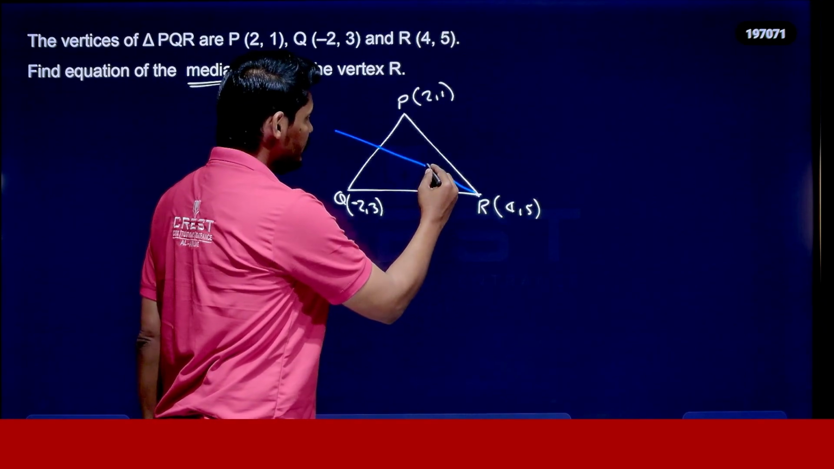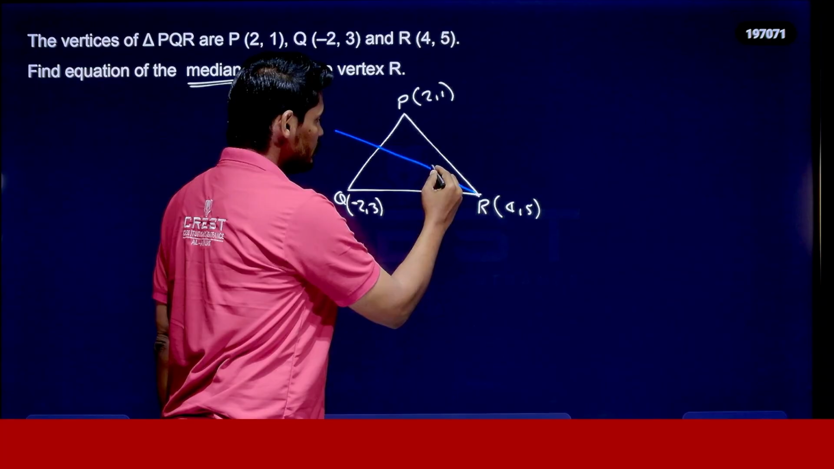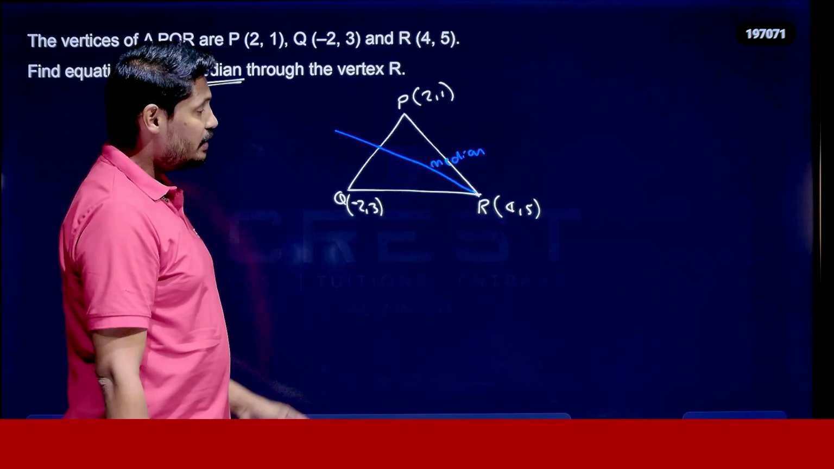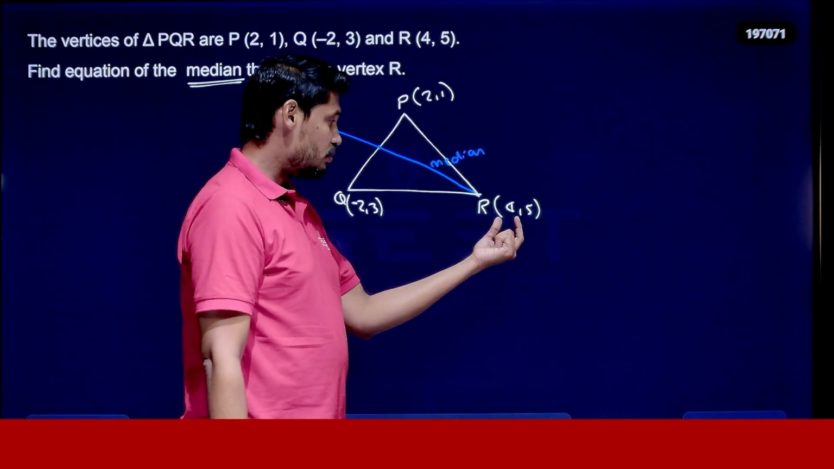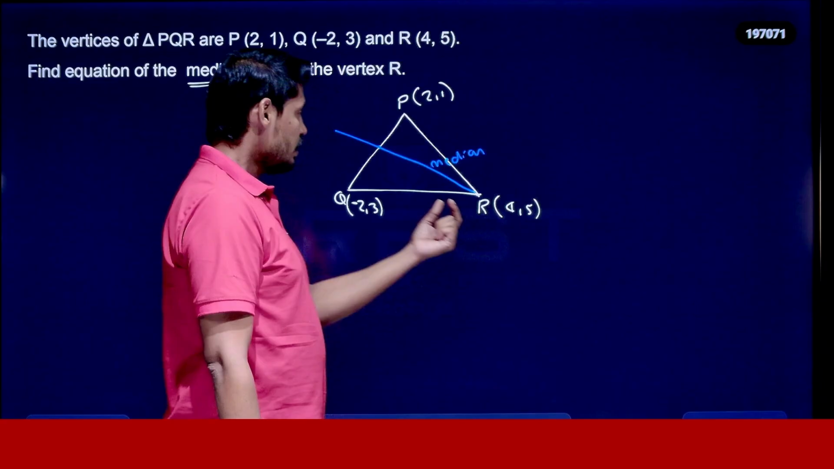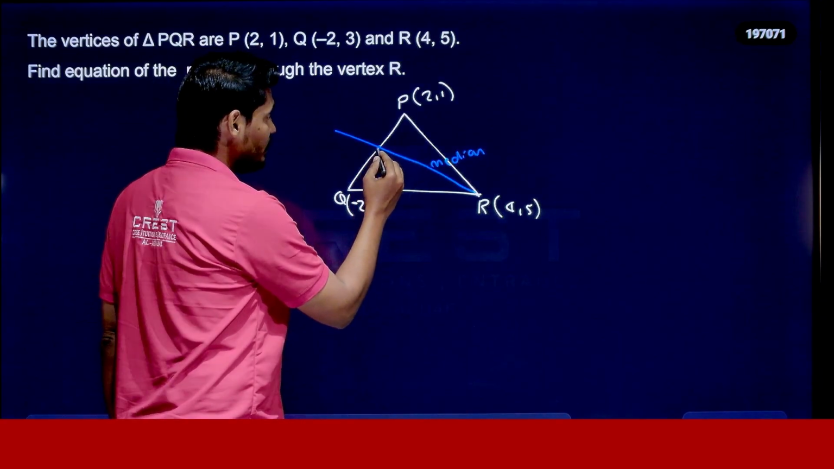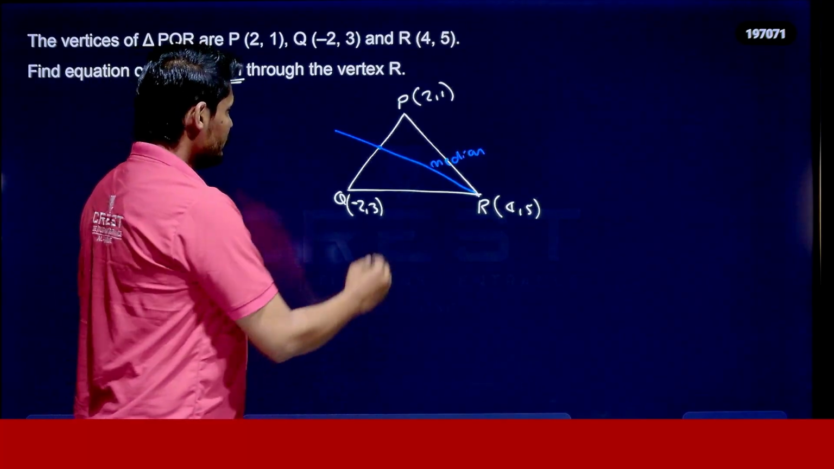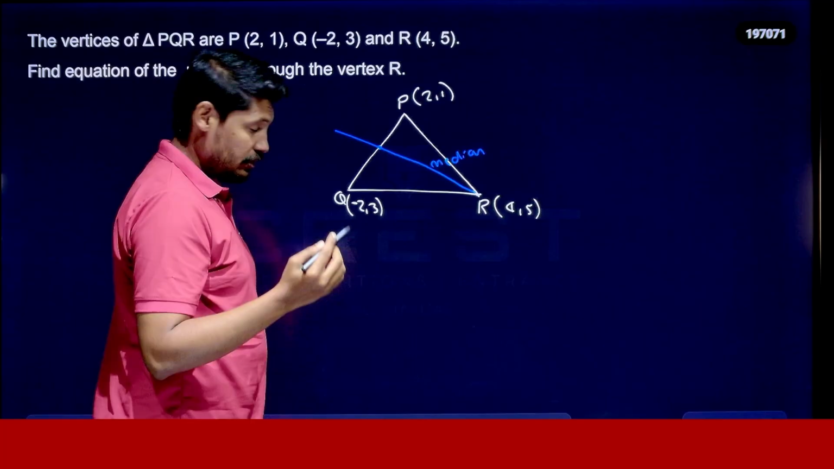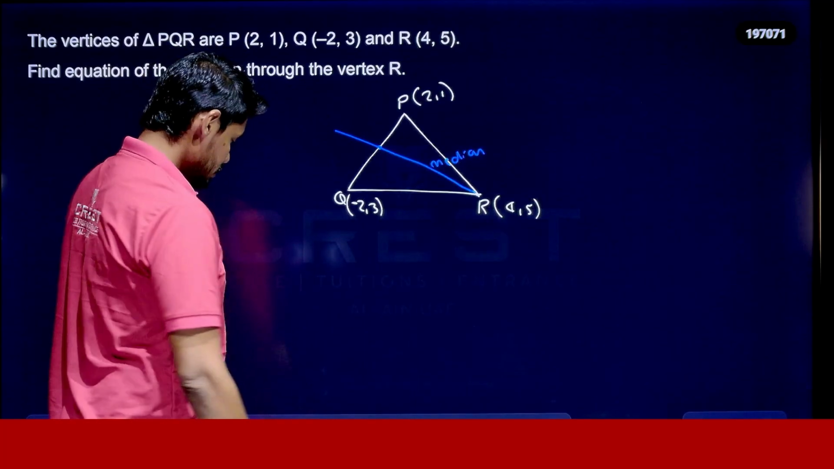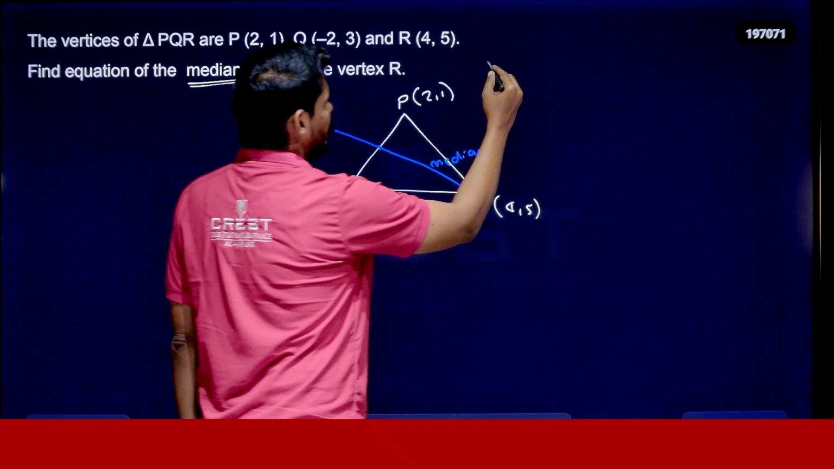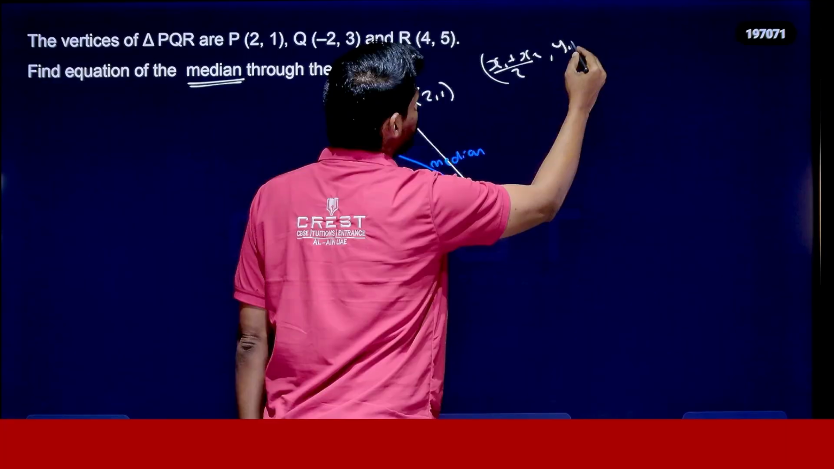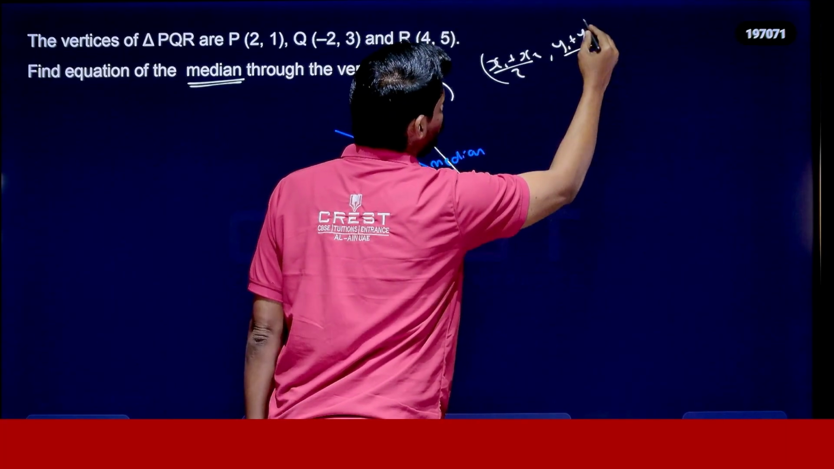So we have to find the equation of this median. For this we need two coordinates. We have already been given one coordinate, 4 comma 5, and if we can find the coordinates of this other point, we can use the 2-point form. This point is always the midpoint, as we have already said. And what is the midpoint formula? That we studied in the last class: x1 plus x2 by 2 is the x coordinate, and y1 plus y2 by 2 is the y coordinate.